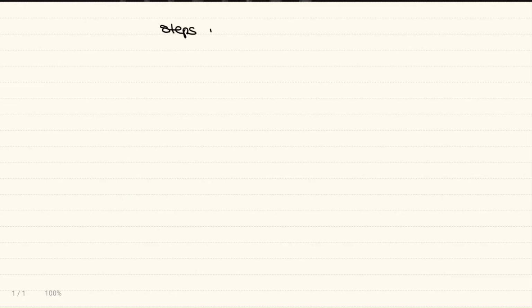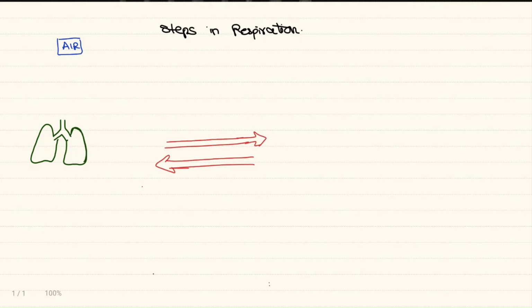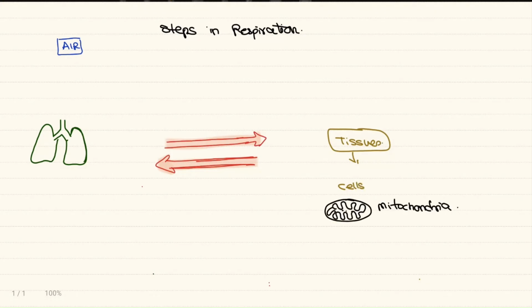So let's see the steps in respiration. You know, the oxygen from the atmospheric air should enter up to the cells in the body. So this air has to enter into our corresponding lungs, that is the respiratory organs in the humans, from where it is taken by the blood to different organs in the body. So let's see how the steps go on.